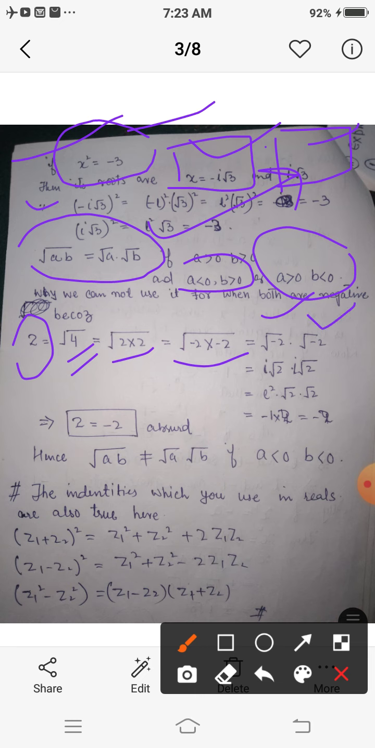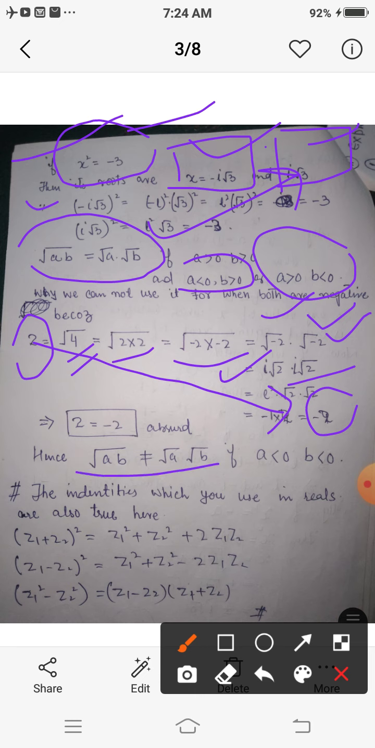Now root of minus 2 is simply iota root 2, and root of minus 2 is again iota root 2. Now iota into iota is iota square, and root 2 into root 2 is simply 2, that is minus 2. This means that if root of ab equals root a root b for negative numbers were true, then 2 equals minus 2, which is absurd. Hence this result is only true when both are positive, or when only one is positive. So we can say that root ab is not equal to root a root b if a is less than 0 and b is less than 0.